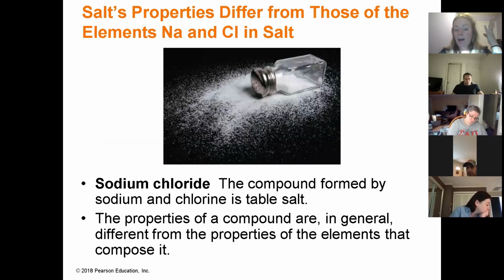The properties of the compound in general are different from the properties of the elements they compose. So don't assume that just because it contains something, it will be like that. There are lots of materials that contain silver that have none of the qualities or properties of simple silver. They are now a new material.